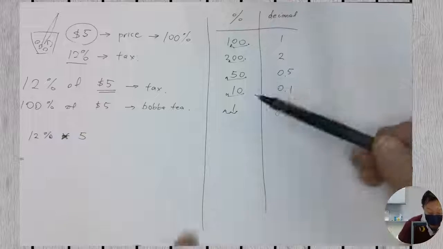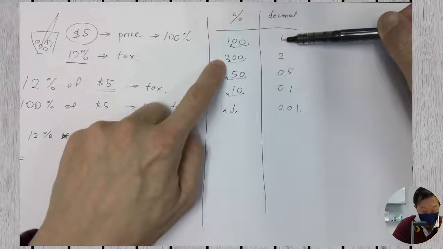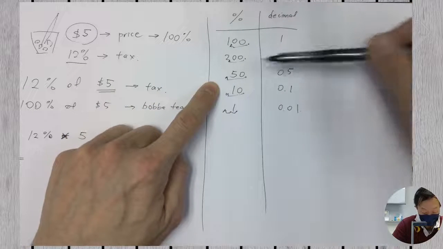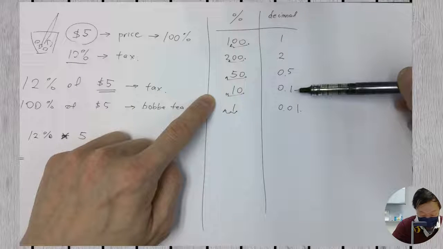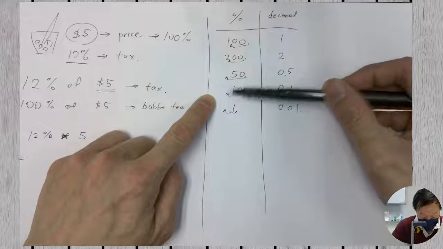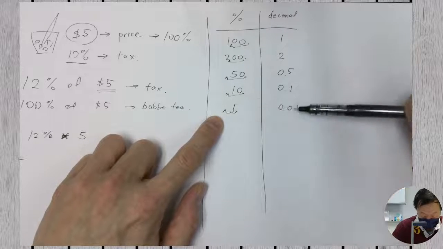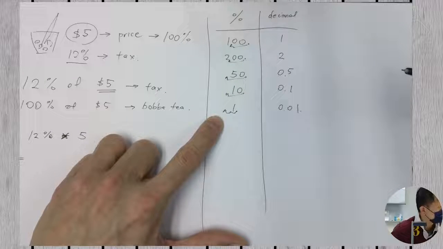So in this case, it's going to be 1, it's going to be 2, it's going to be 0.5, you put a 0 on the front. This case is going to be 0.1 because we move it twice. And here we have to fill in a 0, so we got 0.01 as the decimal.